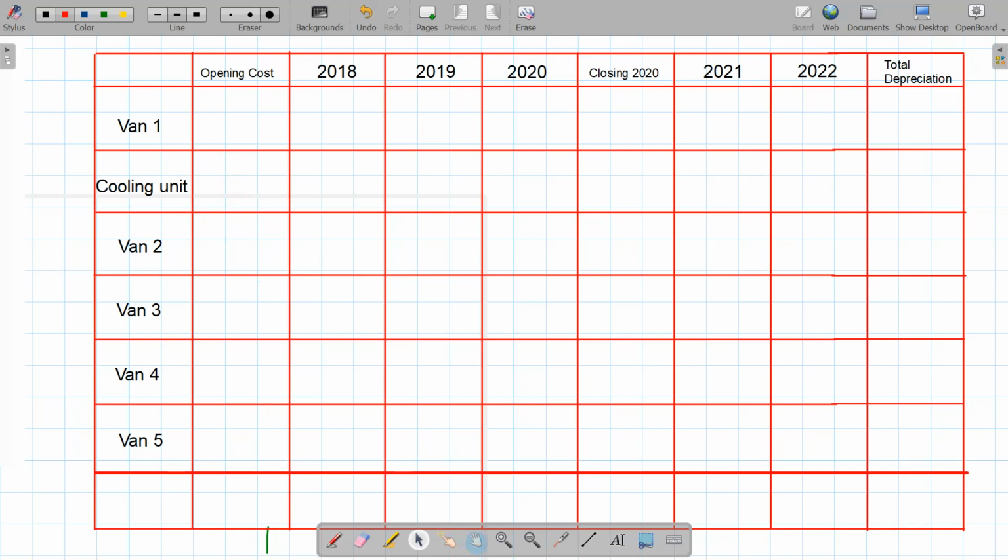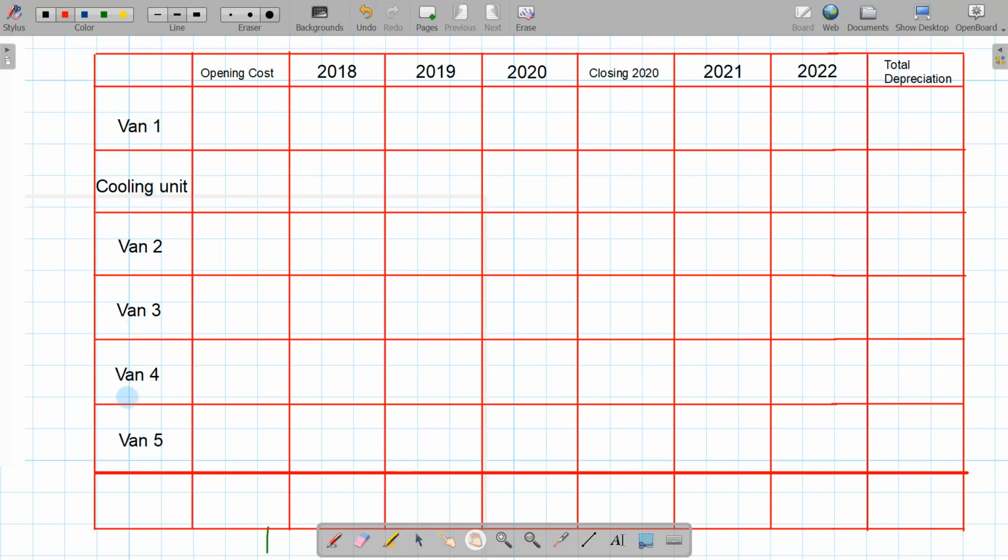So we now know that our table is laid out the way we won't need to add any more, take away any more in terms of our vans and cooling unit, or upgrades to our vans. Now what we could do is, as we go through the adjustments, add them, so leave space and have van 1, 2, 3, and then cooling unit, van 4, van 5, or whatever.